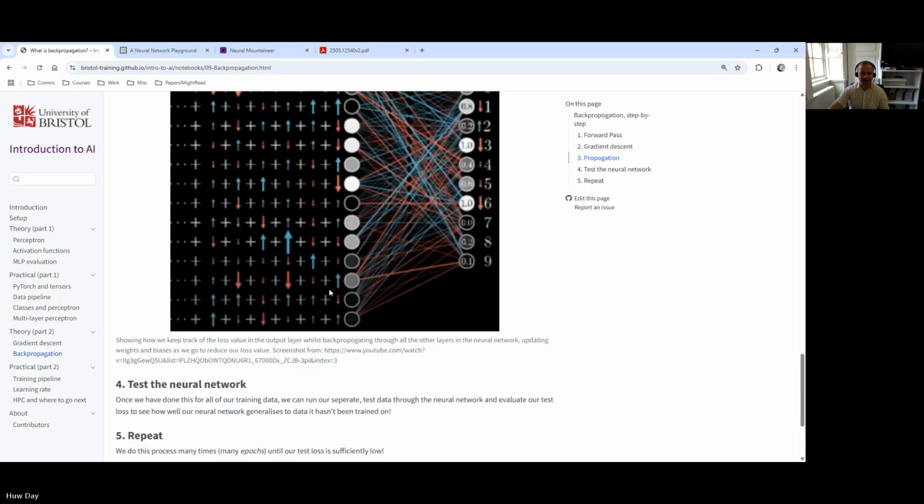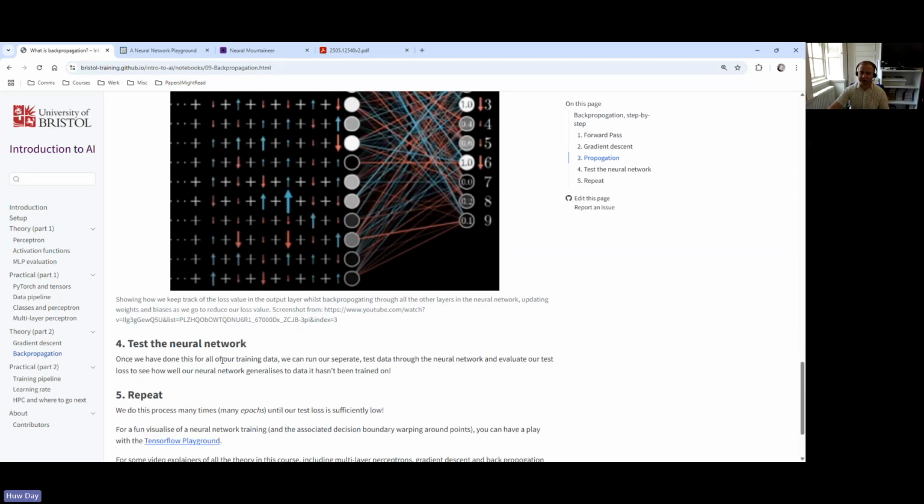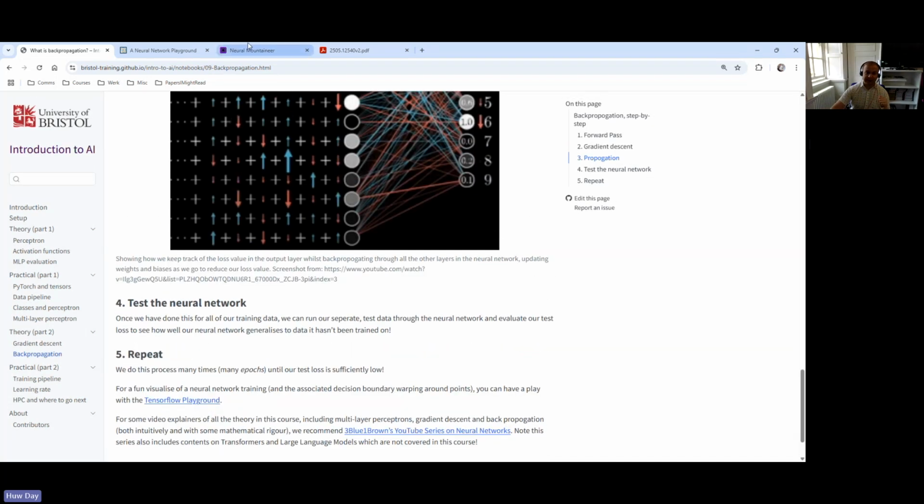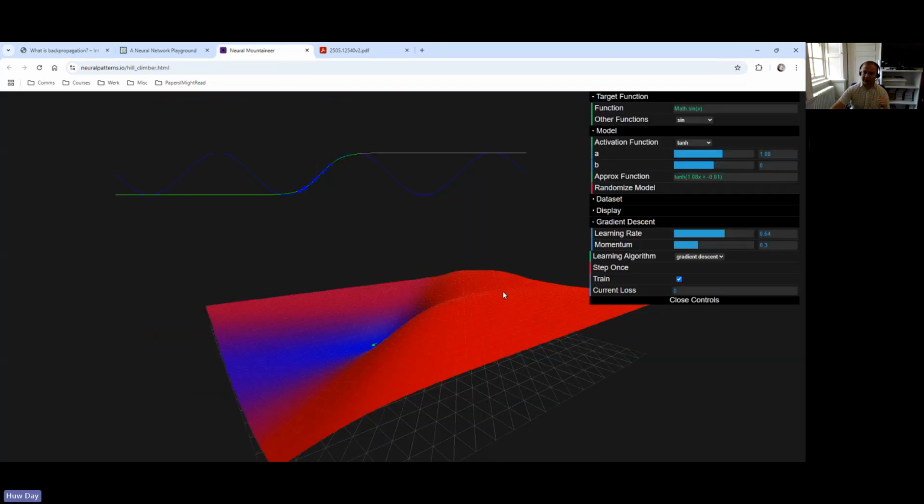Once you've done this for all the training data, you then run it through your test data, and that will give you an idea of your test loss. That is, how good a job is my neural network doing at guessing stuff it's not seen before? We don't update our weights and biases on this data. We only update on our training data, because we've made sure those two are completely separate. And this was kind of being shown here.